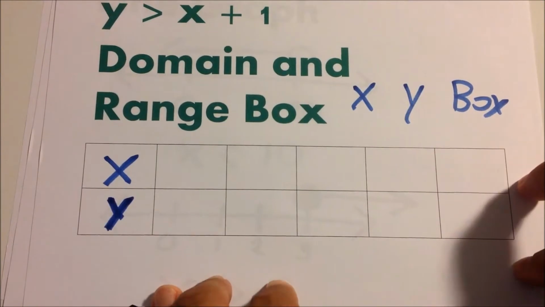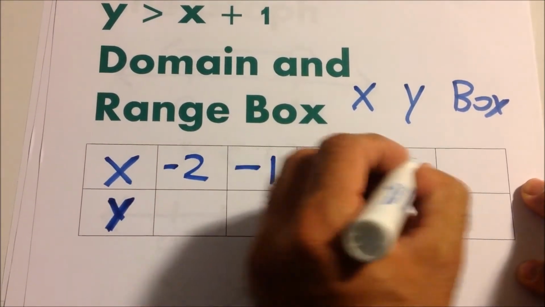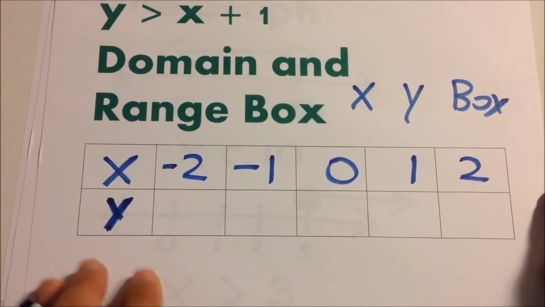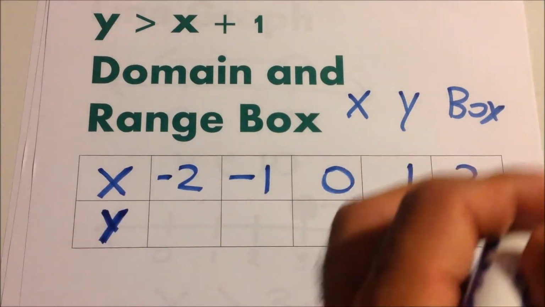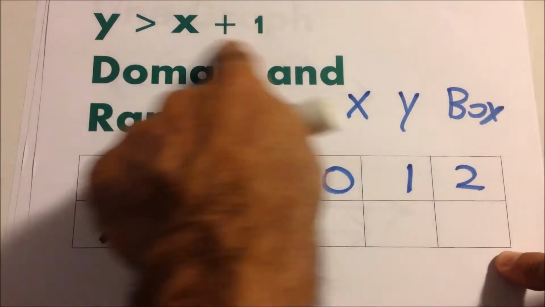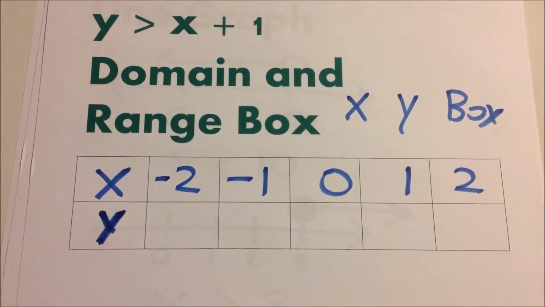So we can just put in any numbers we want. We can just put -2, -1, 0, 1, 2. We'll just do it like that. And we'll fill it in the same way we've done linear equations. So see if you can answer these questions for y. Pause the tape and do that.